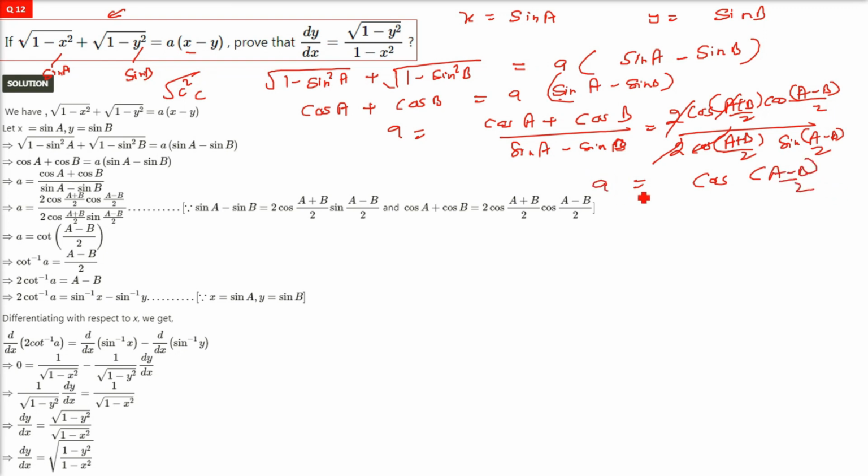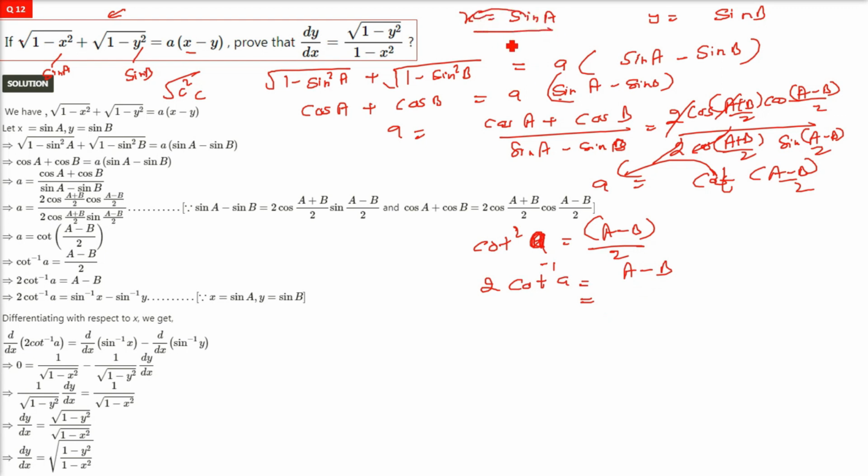And what do you get? It is cot (A minus B)/2. Cot (A minus B)/2 is equal to a. Now take this 2 on the left hand side. So a into cot inverse a into (A minus B). So twice of cot inverse a will be equal to A minus B.